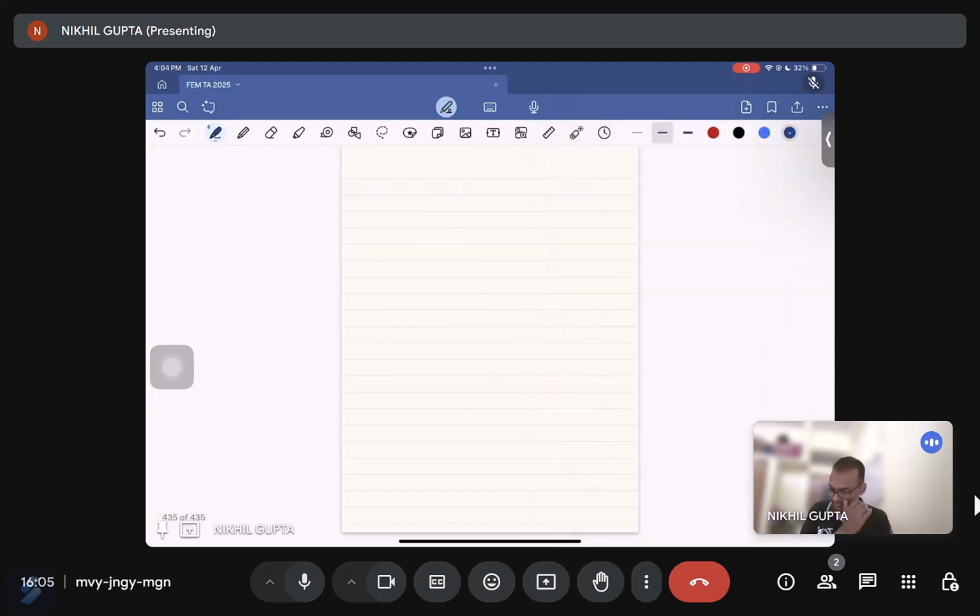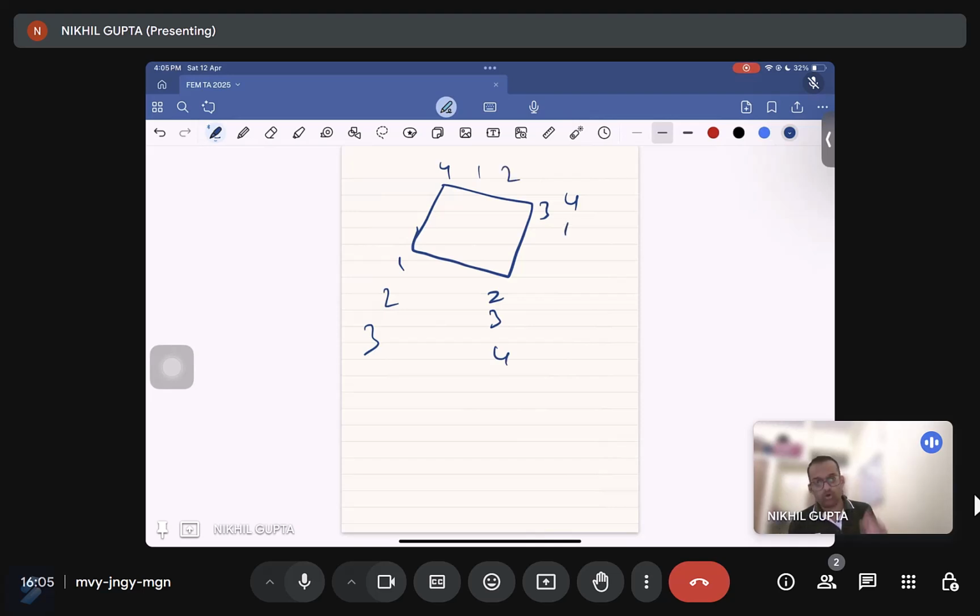So what does this mean? Let's say this is the element. We can write 1, 2, 3, 4, or we can write 2, 3, 4, 1, or we can write 3, 4, 1, 2. So all this will give you the same result, but keep a check that the numbering should be in anti-clockwise direction. Otherwise the Jacobian will become negative and you won't get the proper results. So this is the meaning of the geometrical isotropic property of the FE mesh elements.